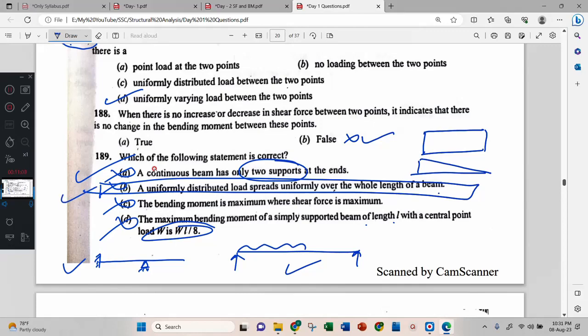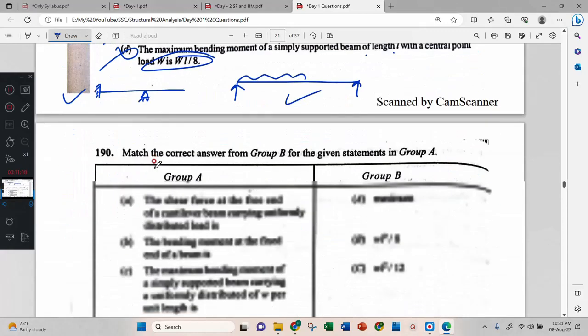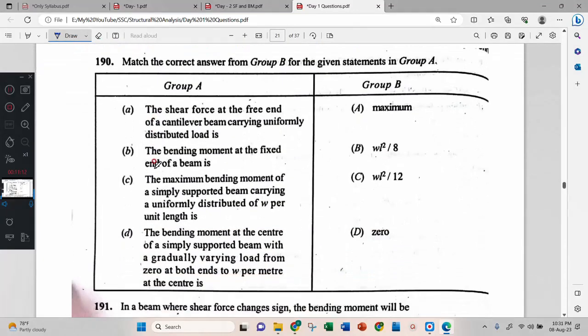Therefore B option is proper. Next, match the following. Shear force at a free end of a cantilever beam carrying uniform distributed load. Zero.